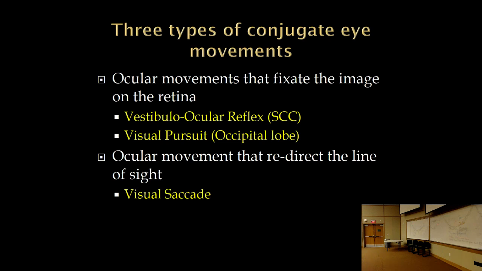Now the other pathway, and actually this is the one that we're going to talk about in this lecture, is eye movements that redirect the line of sight. A saccade is a fast eye movement, and this allows you to look quickly from one side to the other. This is the pathway that originates from the frontal eye fields that we've talked about on the middle frontal gyrus.